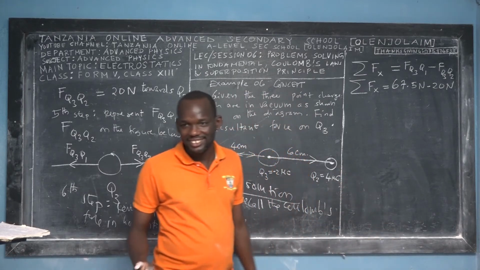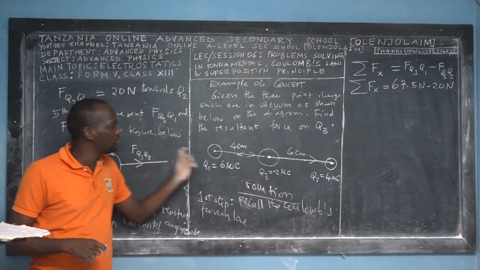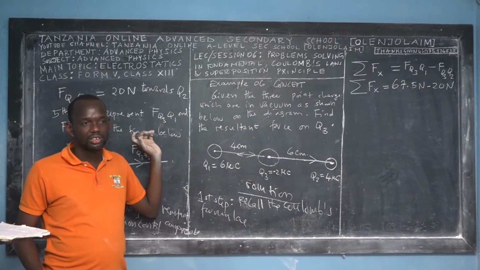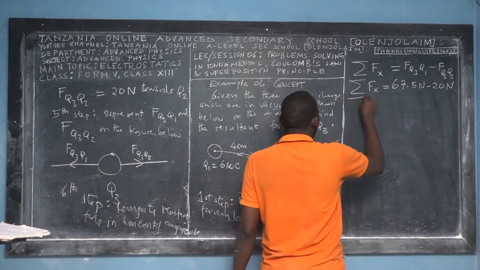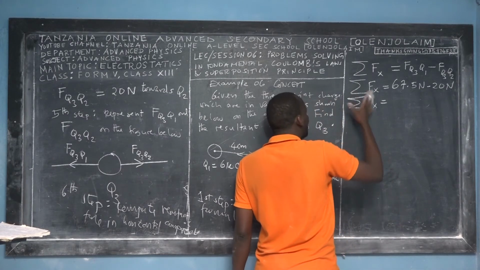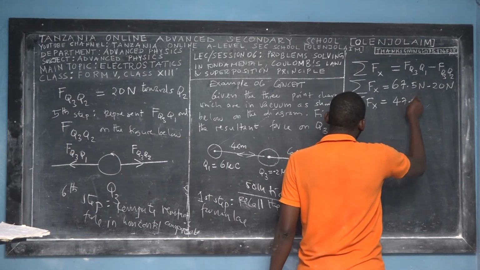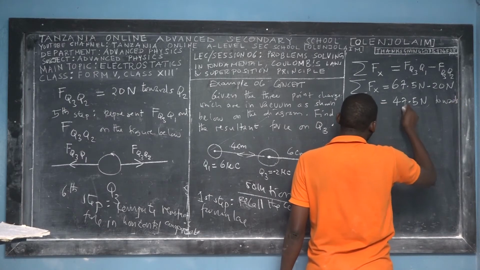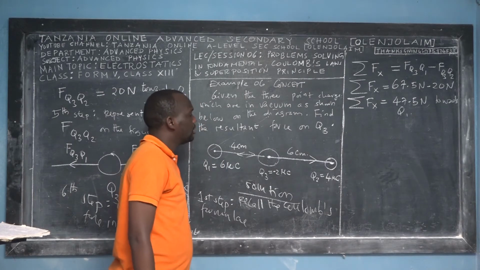This is pure mechanics. You have to understand what's going on, because this charge is attracted on this side and on this side, so one is going to attract more. You have to understand; students used to cram. So the summations of horizontal components here, these signs of summations should not just confuse you. So it will be 47.5 newtons toward what? Toward Q1.